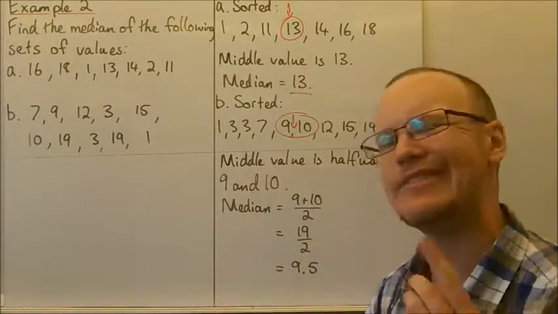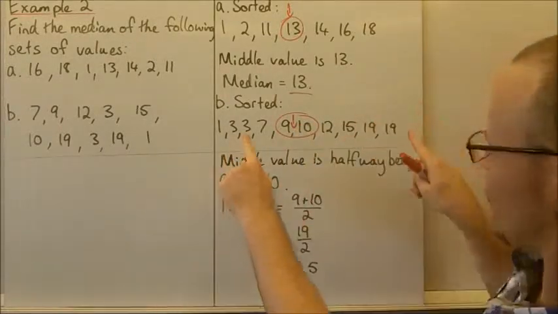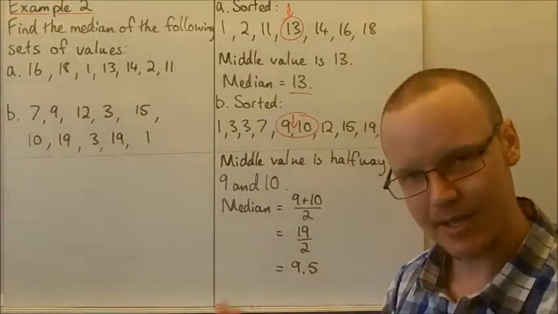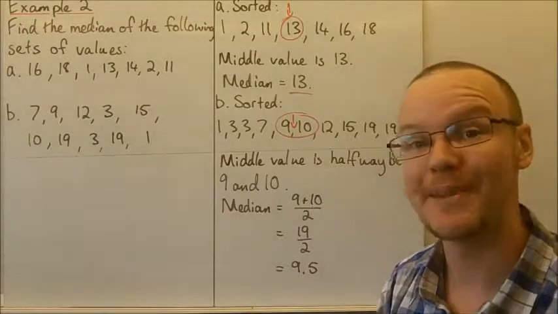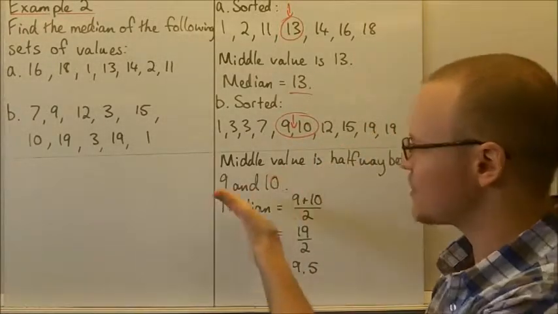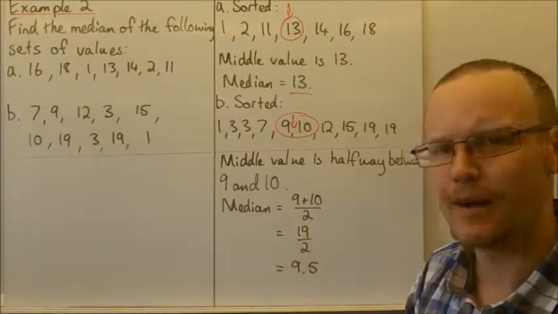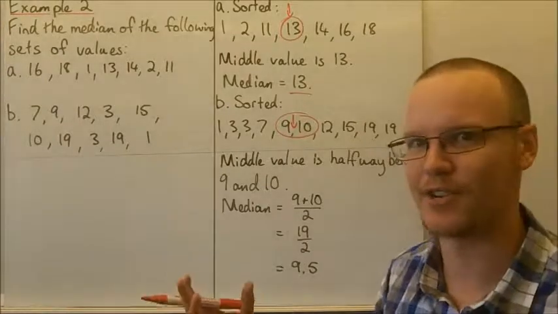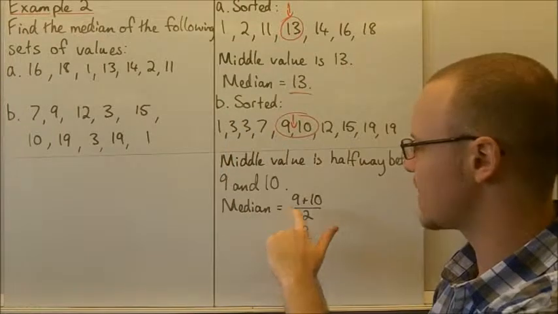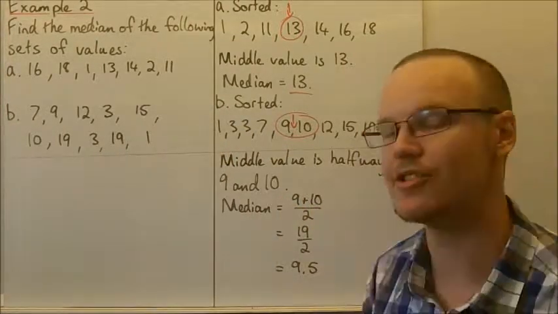For B, because we've got an even number of numbers, we're going to have two values in the middle. We look and see what those two values are right in the middle, and they're 9 and 10. So the median is going to be directly halfway in between 9 and 10. You might think, halfway in between 9 and 10, well, that's 9.5, and you'd be right, but we can use the mean to calculate that. 9 plus 10 is 19, 19 divided by 2 is 9.5.